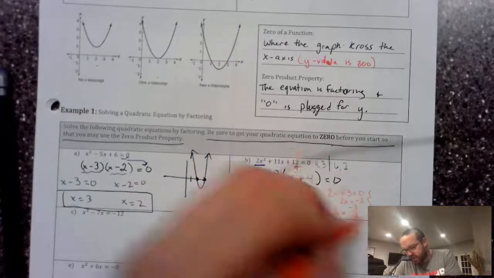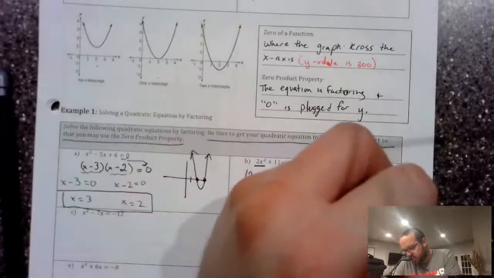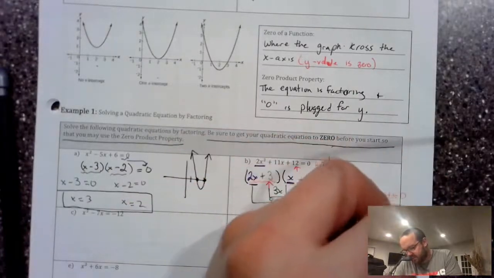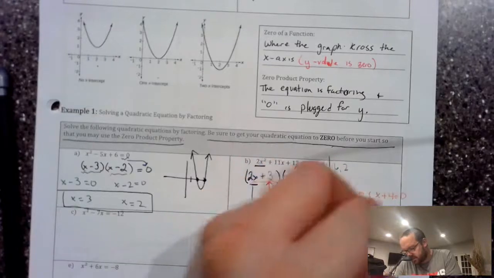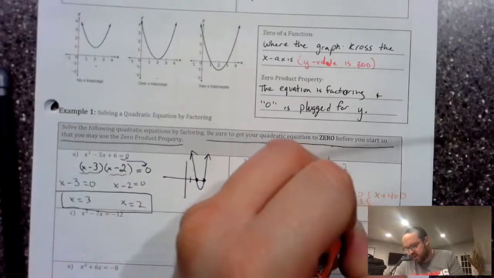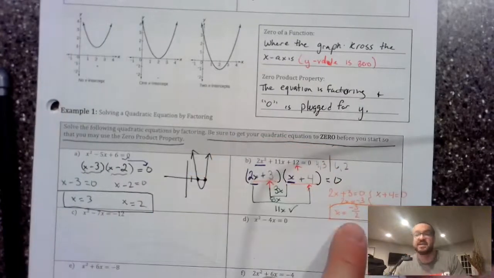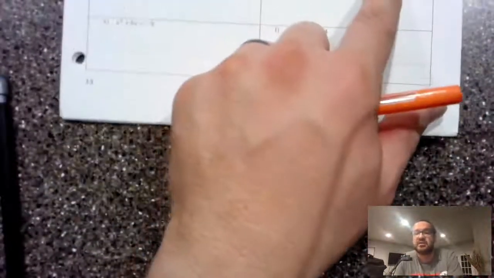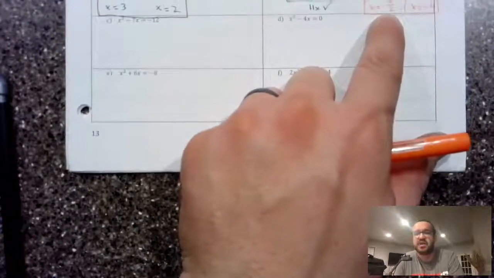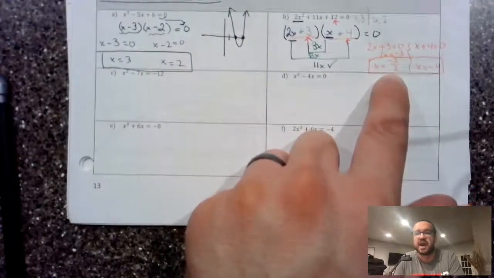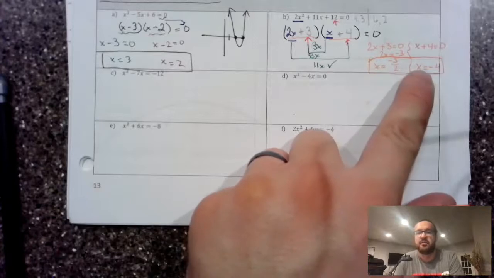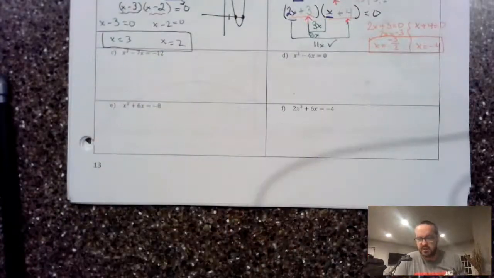And then my other one is just x plus 4 equals 0. And x equals negative 4. So those two places are where the x-intercept, sorry if I'm covering that up there, the x-intercept here actually can occur. Negative 1.5 and negative 4. All right, let's try letter D here.